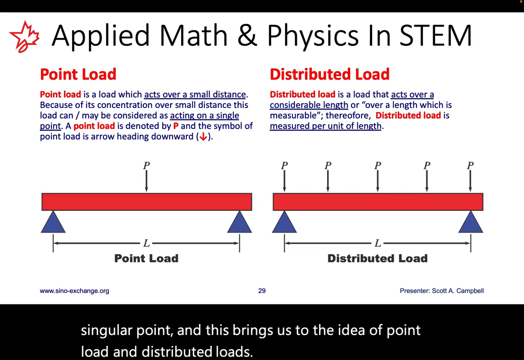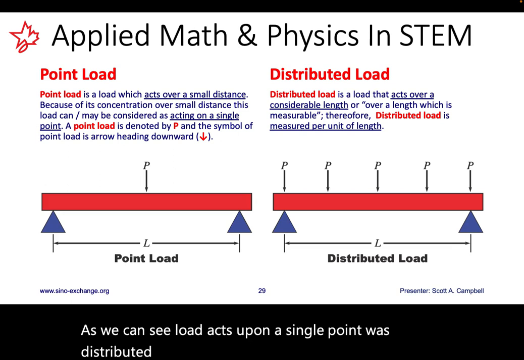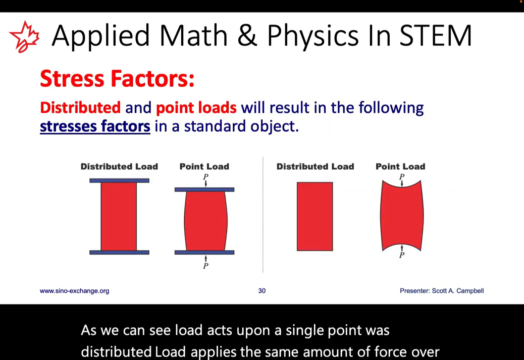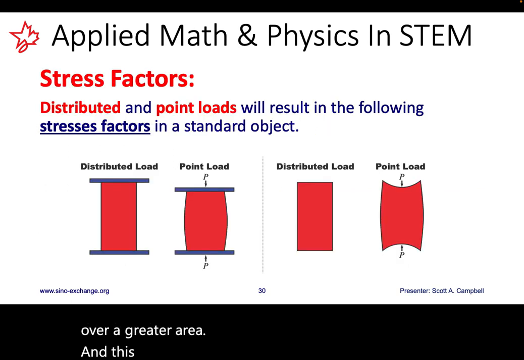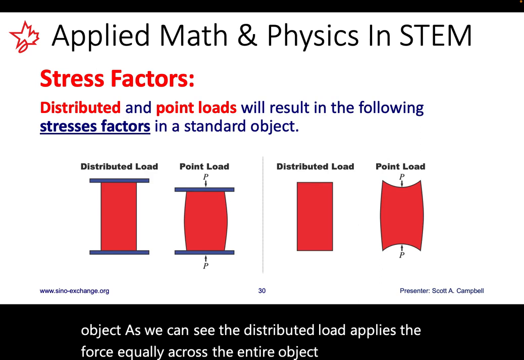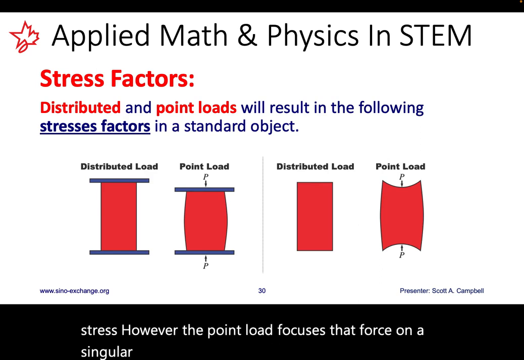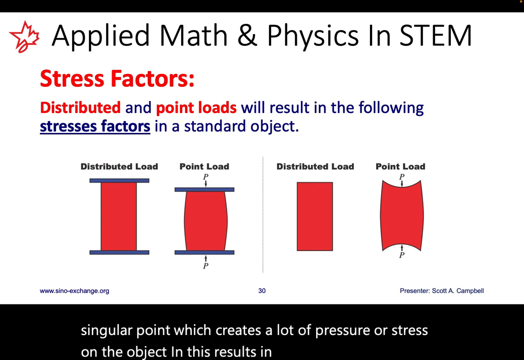As we can see, point load acts upon a single point, whereas distributed load applies the same amount of force over a greater area. And this results in different stress factors in a standard object. As we can see, the distributed load applies the force equally across the entire object, which reduces stress. However, the point load focuses that force on a singular point, which creates a lot of pressure or stress on the object. And this results in the deformation of the object.